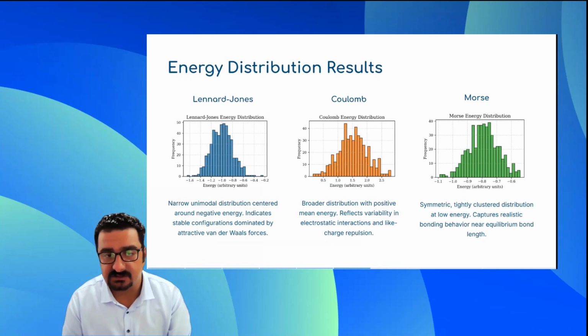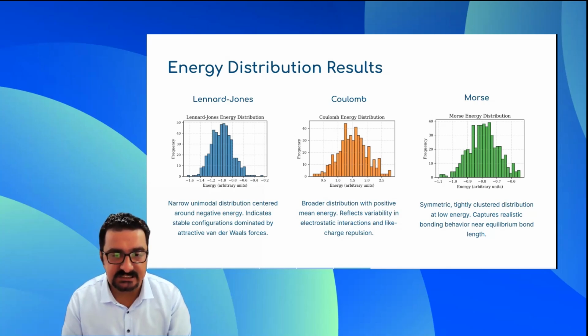The narrow spread also suggests low variability, meaning most accepted structures are energetically favorable. In contrast, the Coulomb potential shows a broader distribution with a positive mean energy. This reflects the nature of electrostatic interactions, especially in systems with like-charged particles. The wider spread implies greater variability in interaction strength, and the positive energy value suggests that many configurations are less stable under purely Coulombic forces.